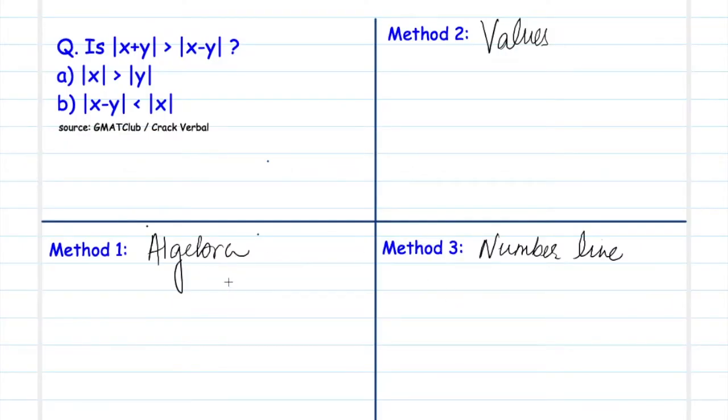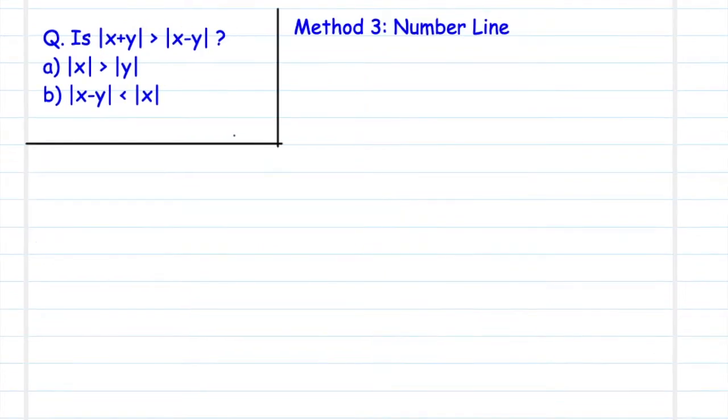Because we talked about the algebra method, or algebraic method, to solve this problem. In the second method, we talked about how we can take values to solve this problem. Now we are going to look at the number line or the distance formula method of solving this problem. If you haven't watched the first two methods, I encourage you to go back and watch them.